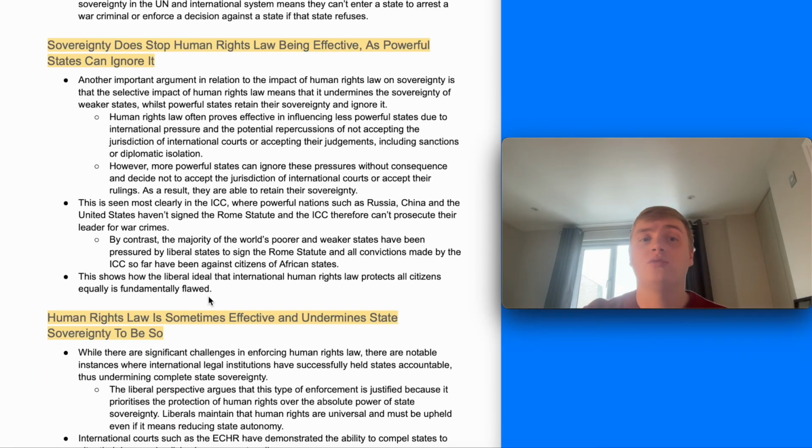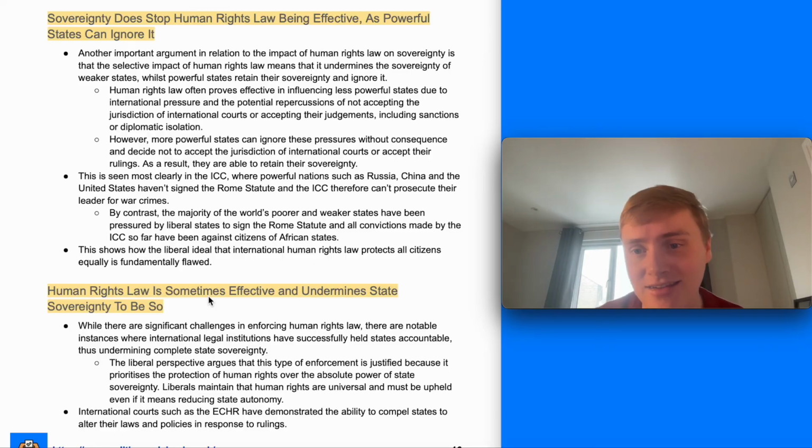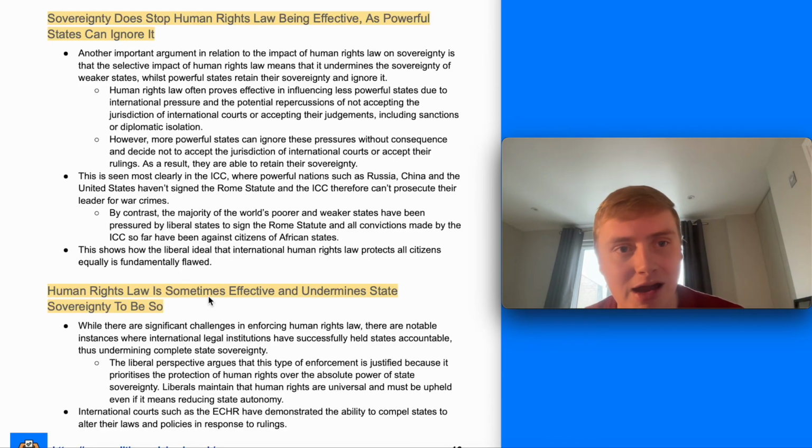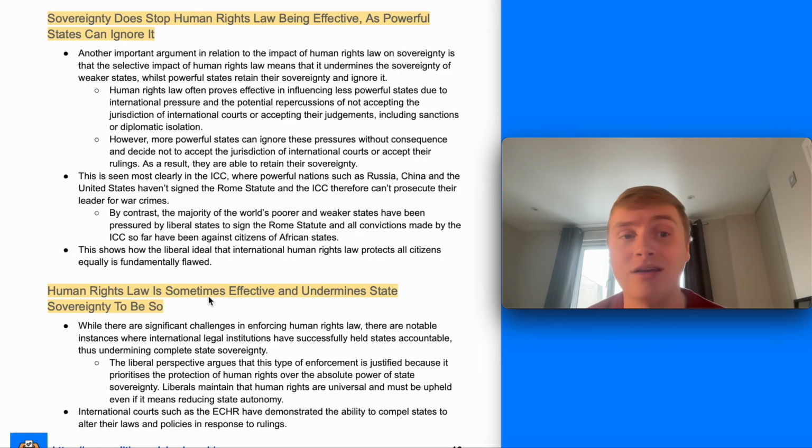We've got another key argument that sovereignty stops international human rights law from being effective, and that's actually that powerful states can simply ignore it. So this is the argument that international human rights law has a selective impact, where it undermines the sovereignty of weaker states, as there's more pressure on them to comply, whilst powerful states retain their sovereignty and ignore it. So it's often really effective in influencing less powerful states due to the international pressure and potential repercussions for not accepting the jurisdiction of international courts. There's more pressure on them, and as they're weaker, they're more forced to accept jurisdiction and therefore accept rulings.